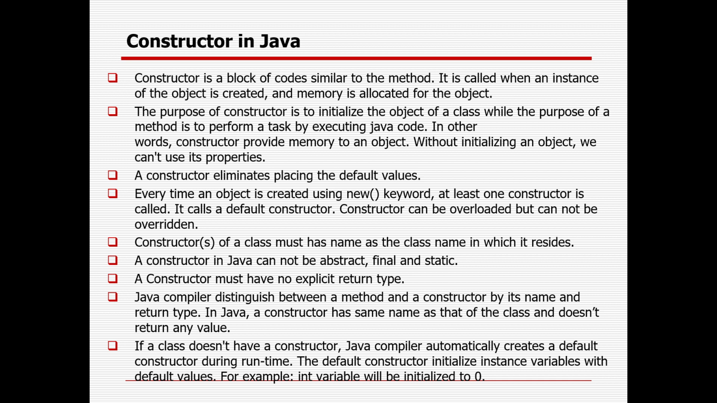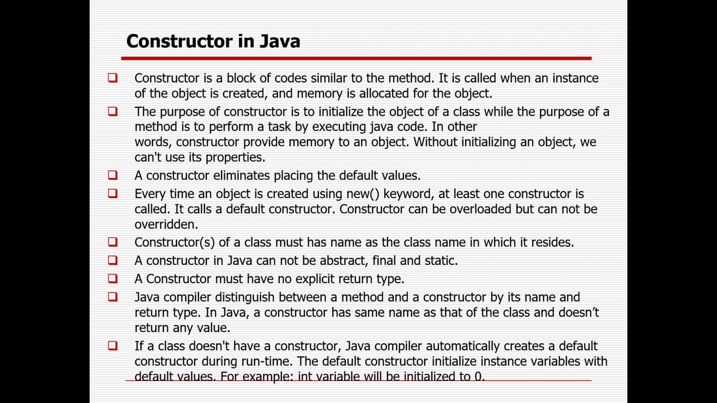The purpose of the constructor is to initialize the object of a class, while the purpose of a method is to perform a task by executing Java code. In other words, a constructor provides memory to an object. Without initializing an object, we cannot use its property. Every time you use the new keyword, you are creating an object, and every time your constructor will be called.